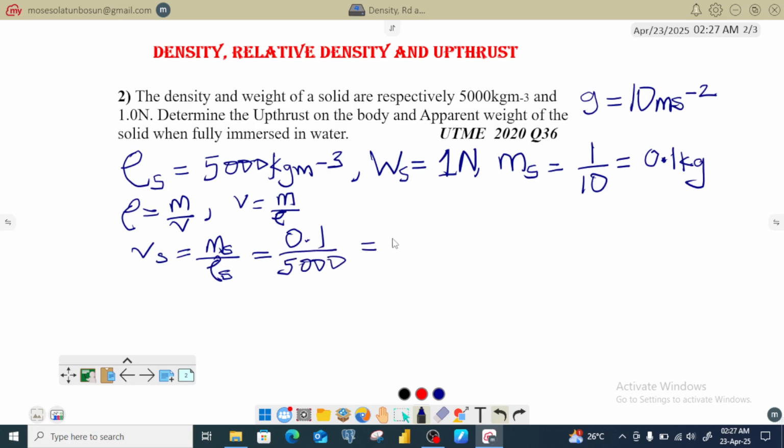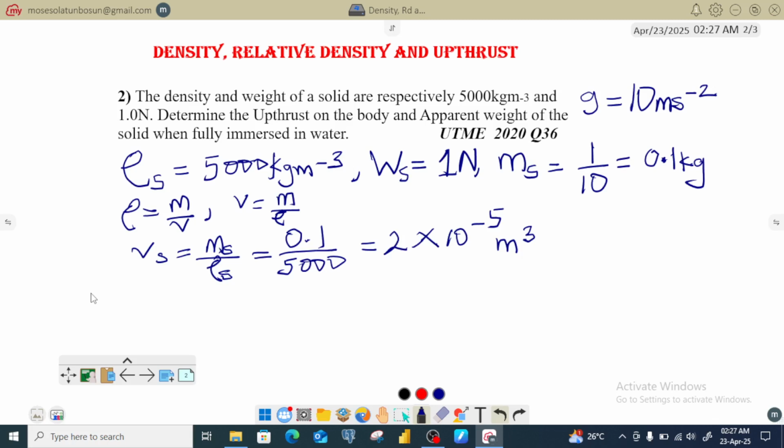From our calculator, you can see that the volume of this solid will be equal to 2 times 10 raised to power minus 5 meter cube. Okay. Now, another thing to consider in this question is that the question says we have to determine the upthrust when the body is fully immersed in water. When the body is fully immersed in a fluid, it will displace fluid equal to its volume. Please take note of this.